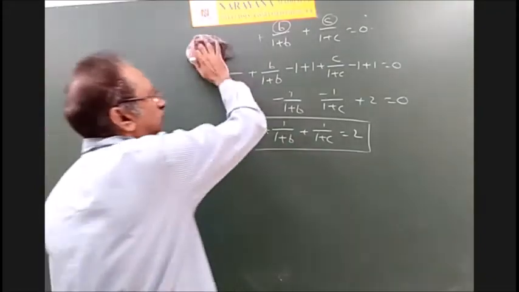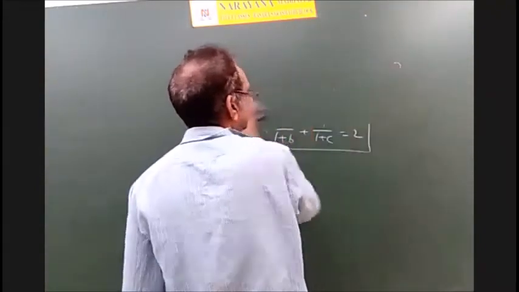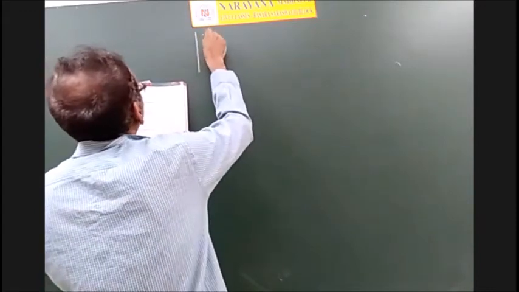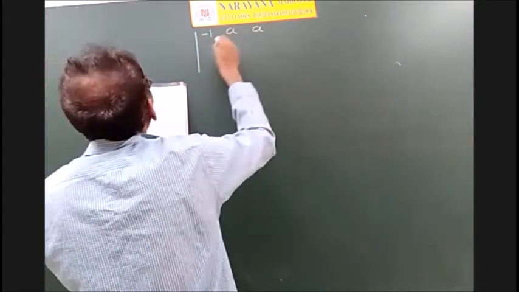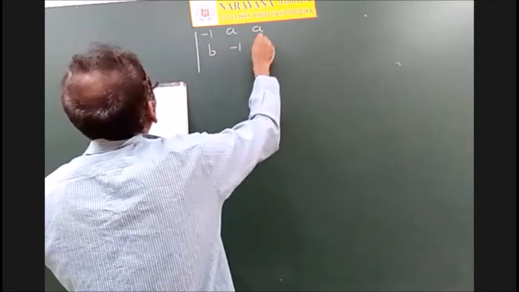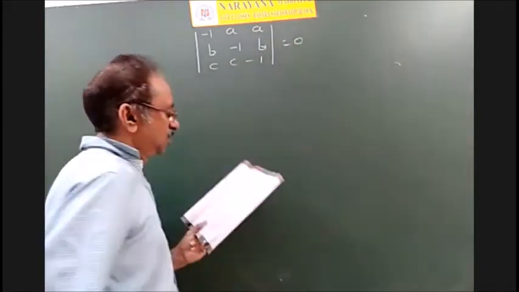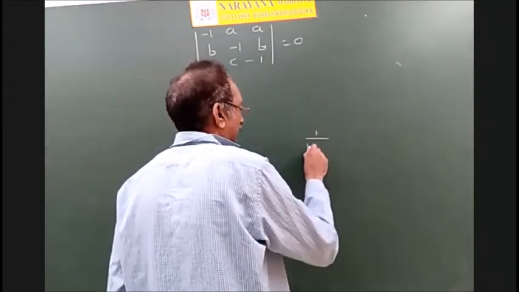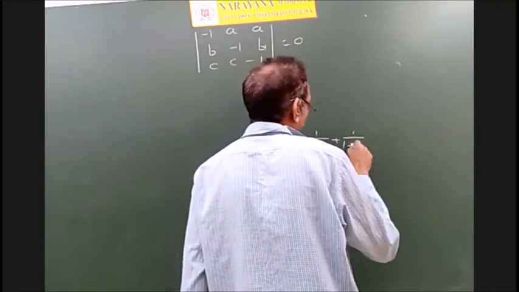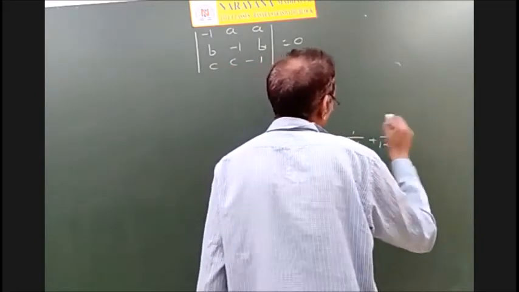Okay, so actually I told you earlier, properties of determinants is a facility to do the problem easily. Suppose in this problem, I don't know any property of determinants, then what to do? So what is the first determinant I got? That is minus 1, a, a; b, minus 1, b; c, c, minus 1 is equal to 0. What is the question? 1 by 1 plus a plus 1 by 1 plus b plus 1 by 1 plus c. That is the question.